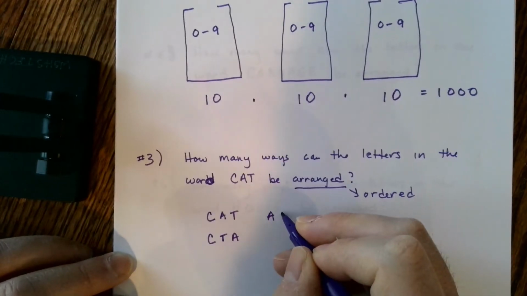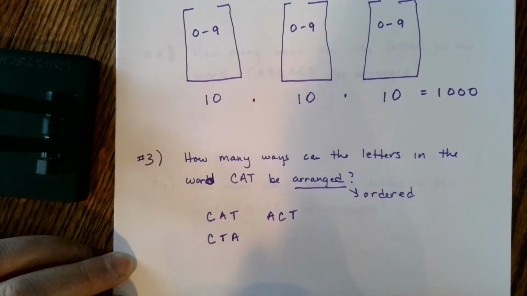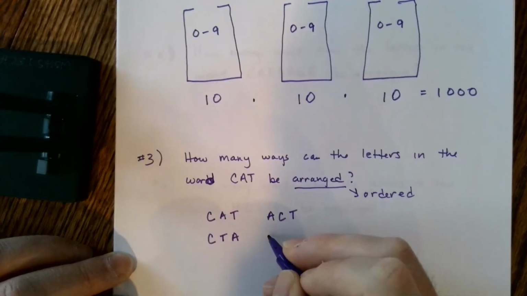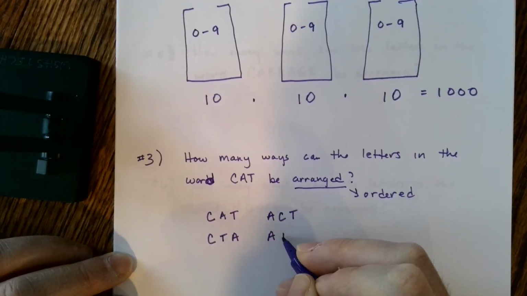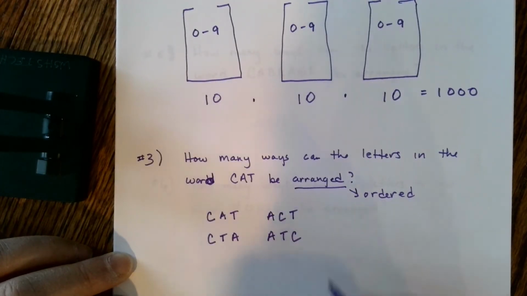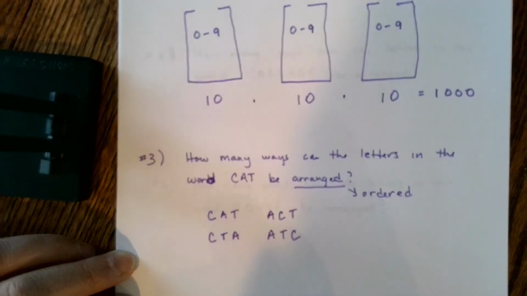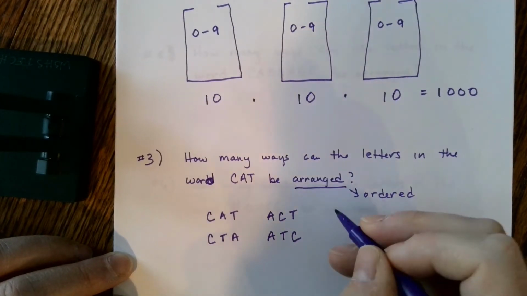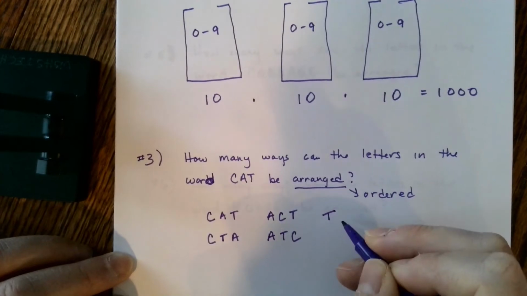What if I start with the first letter of A? Then I have the C and the T left over. If I start with the letter A, I can rearrange the T and the C, and that would be another arrangement of the letters in the word cat. What if I start with the T?